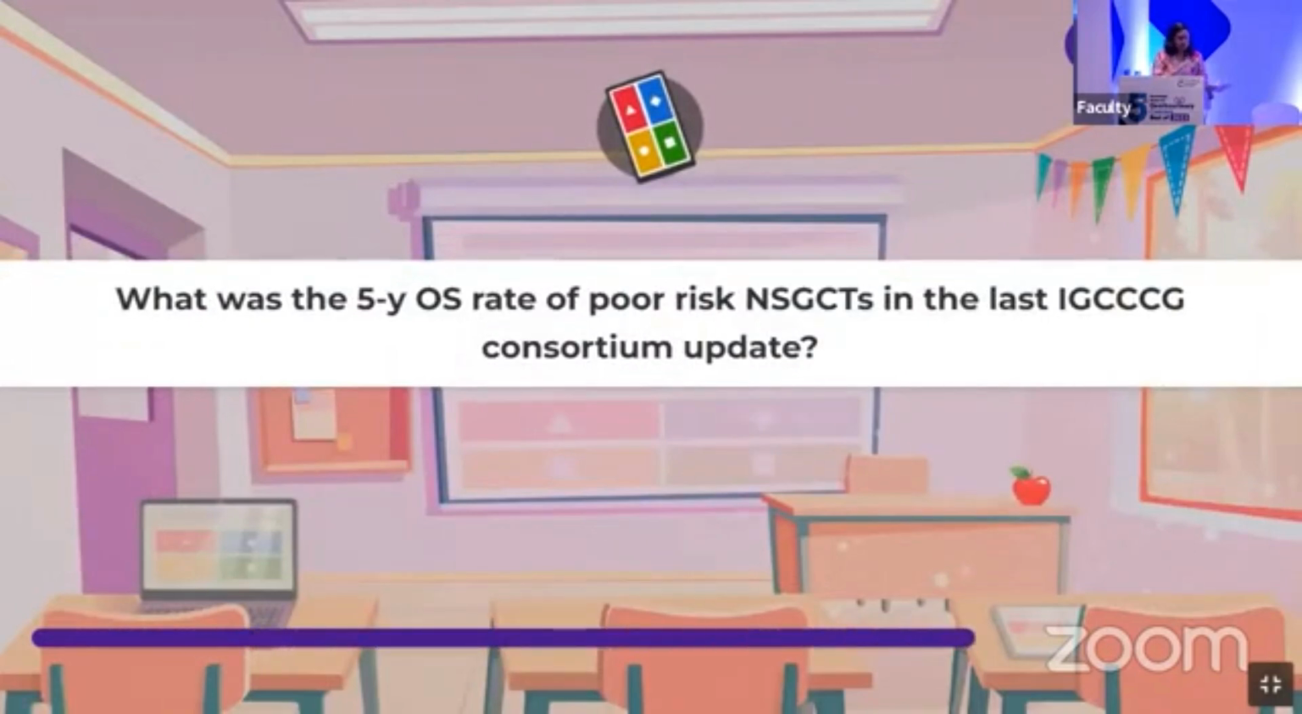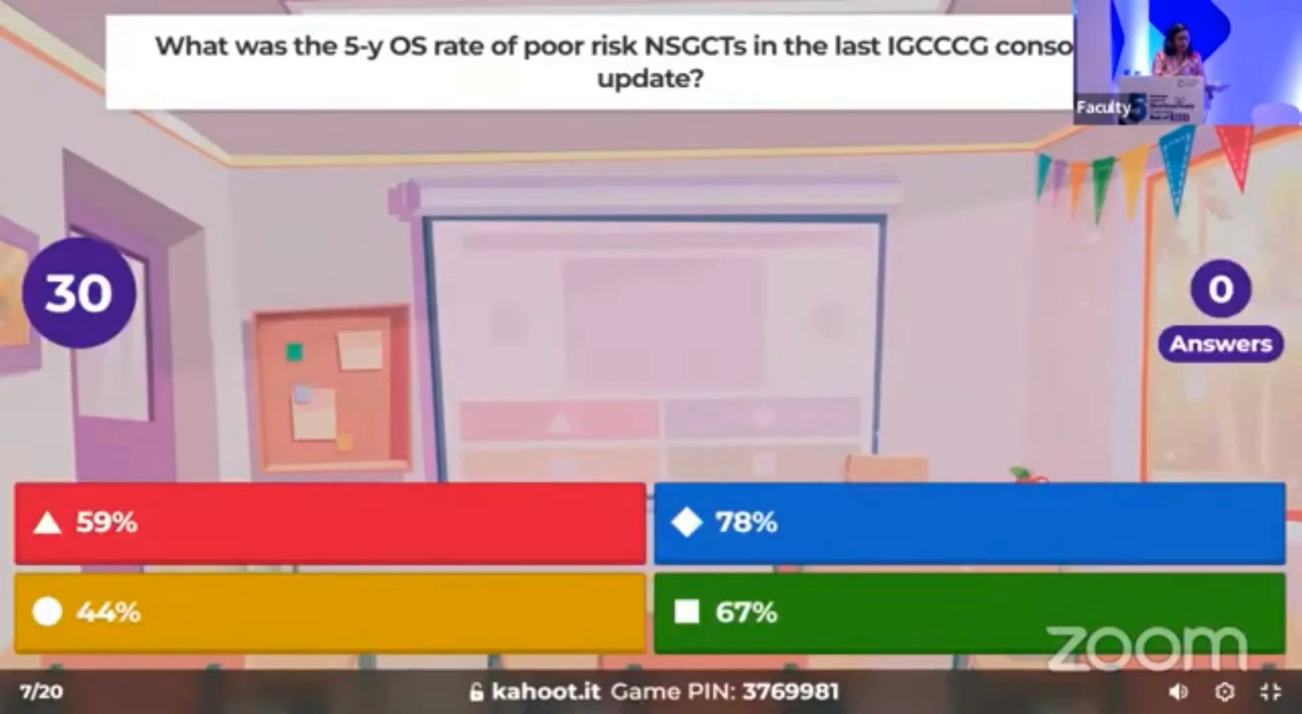So what was the 5-year overall survival in poor risk NSGCTs in the last IGCCCG consortium update? So there are 4 options: 59%, 78%, 44%, or 67%.